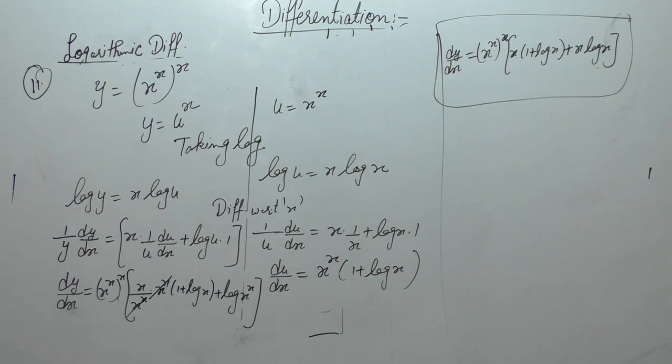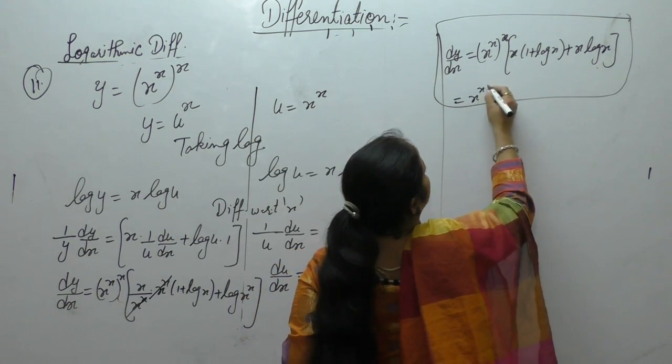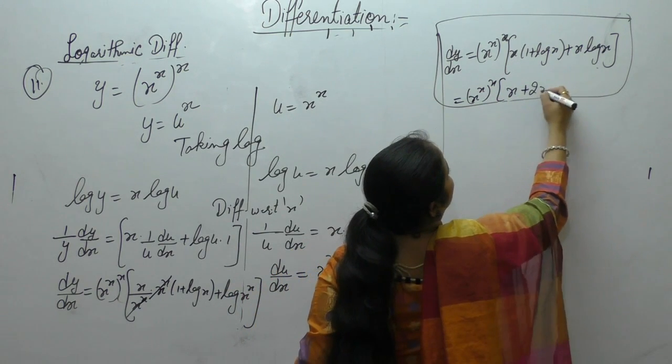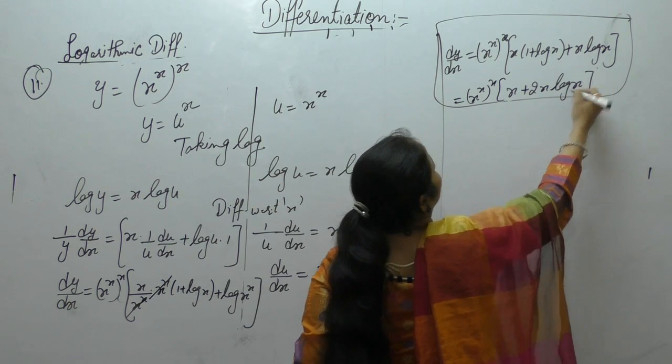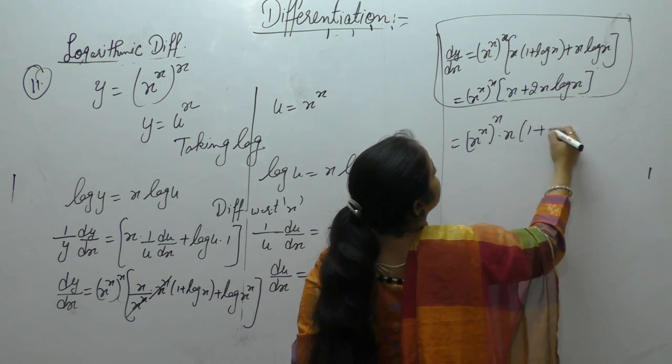Note it down. और अगर हम इसे फर्दर सिंप्लीफाई करना चाहें तो we get x log x plus x log x, 2x log x. We can take x common also. x into 1 plus 2 log x.